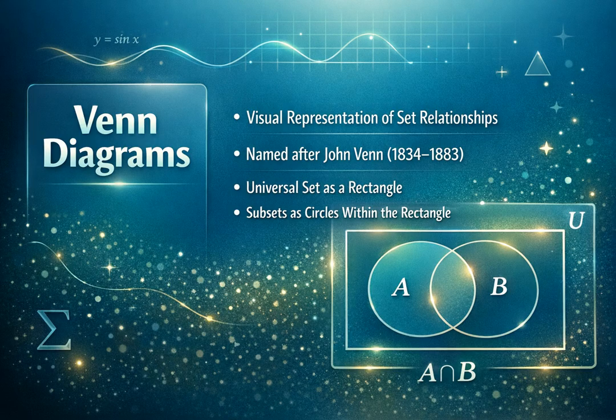Venn diagrams are a wonderful visual tool for understanding sets. Named after the English logician John Venn, these diagrams use a rectangle to represent the universal set and circles inside to represent subsets. The elements are written inside their respective circles, making relationships easy to see.